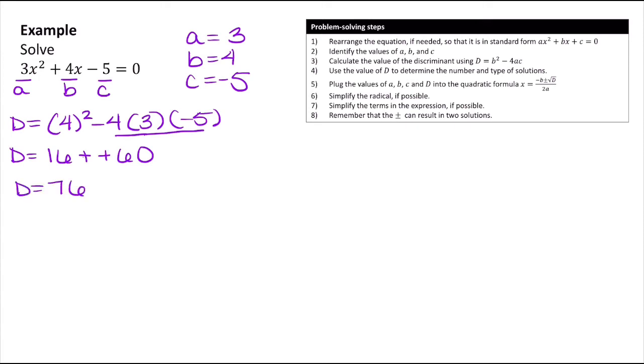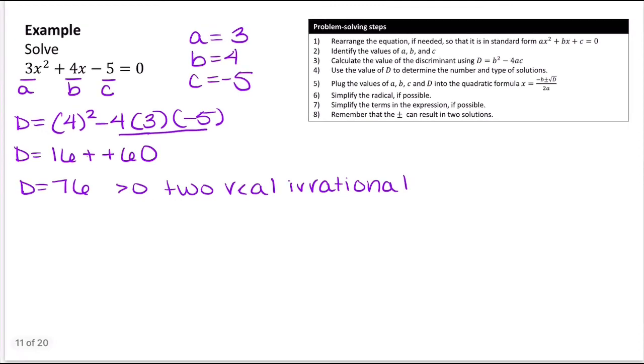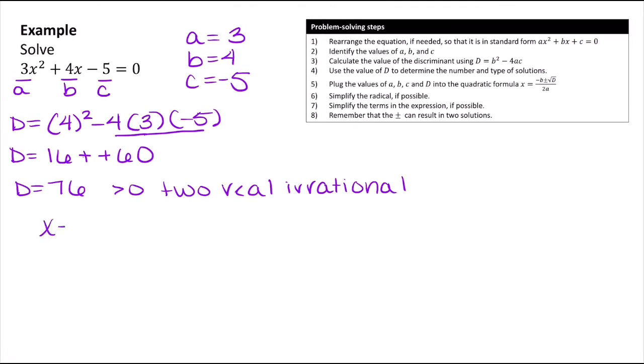Okay, 76 is a positive number, so we know we have two real solutions, and then 76 is not a perfect square, so that's going to be irrational, right? We're going to have two real irrational solutions. And so that means we're going to have a radical in our final answer. So let's go ahead now to the quadratic formula and figure out what those solutions actually are. So we have -b, so -4, plus or minus the square root of 76 over 2 times A, which is 2 times 3.